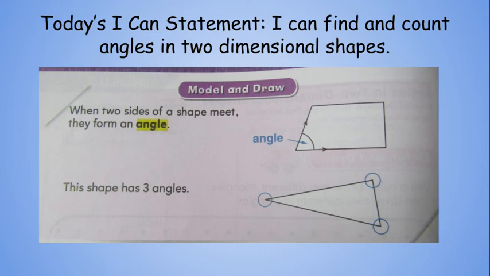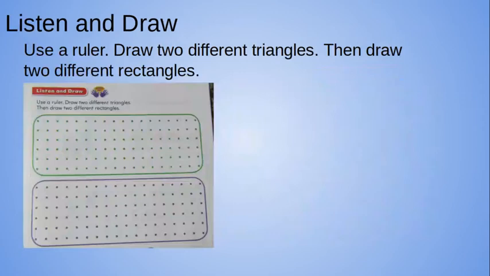The shape above is a quadrilateral. How many angles does it have? Four. It also has four sides and four vertices. All right, let's go ahead and take a look at the listen and draw page. Flip over to it. You're going to need a ruler and a pencil, so make sure you have both of those things now. Our directions say, use a ruler, draw two different triangles, then draw two different rectangles.